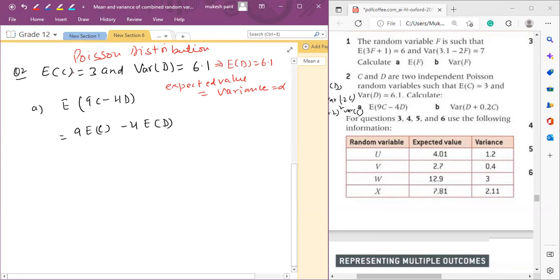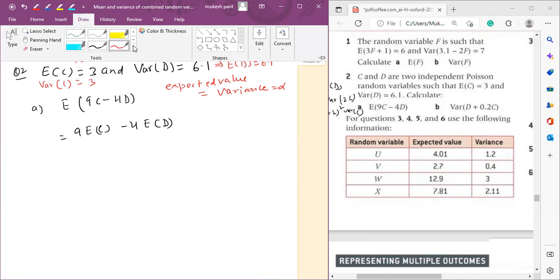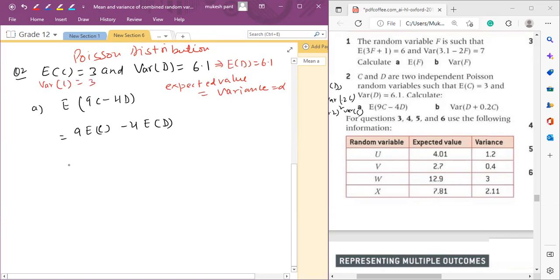Similarly, if E of C equals 3, it means the variance of C is also 3, right? So what we can write, we can write 9 times E of C, which is 3, so 9 times 3, minus 4, and E of D is 6.1. So we solve this one, 20 and 4 and 24.4. And you subtract this one, and then you get the answer, right?